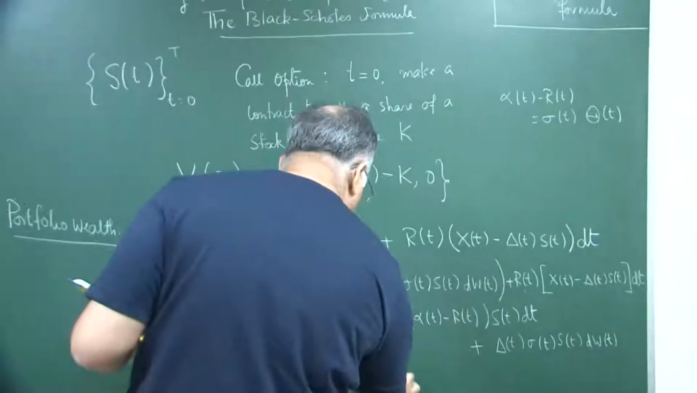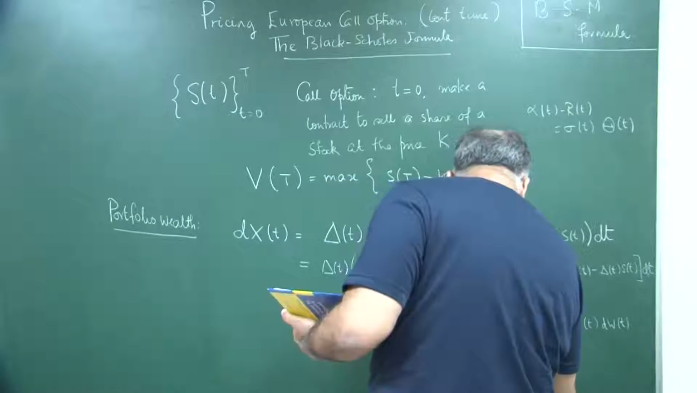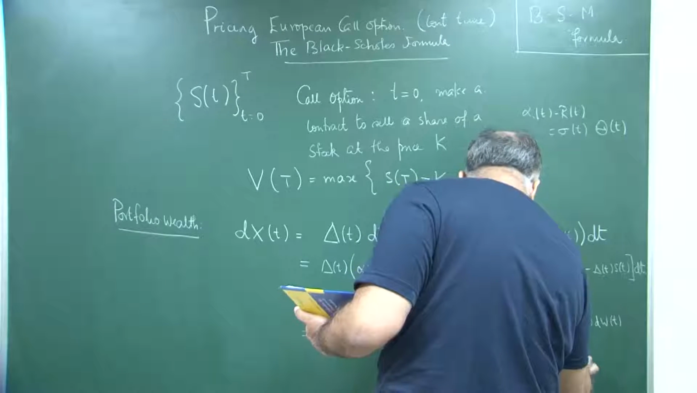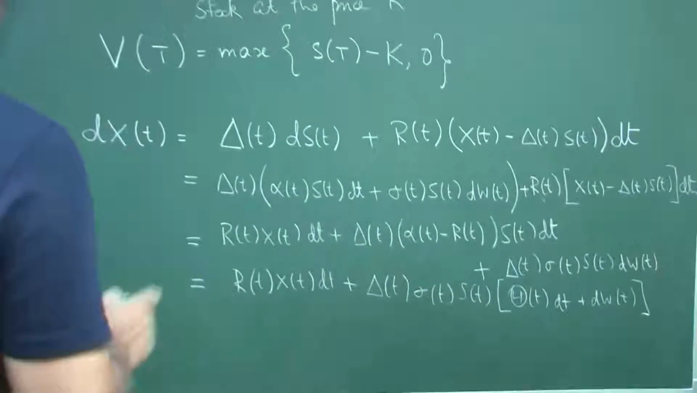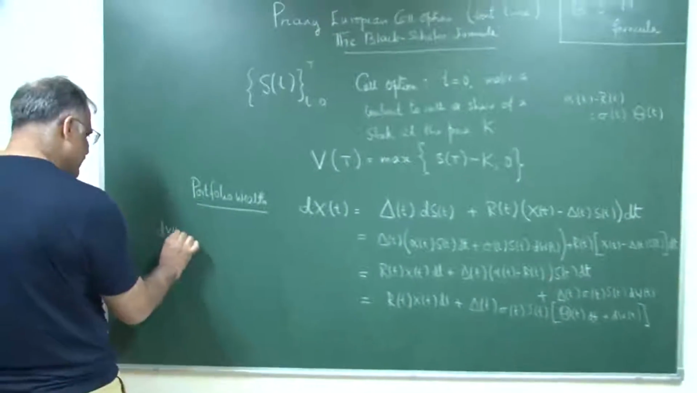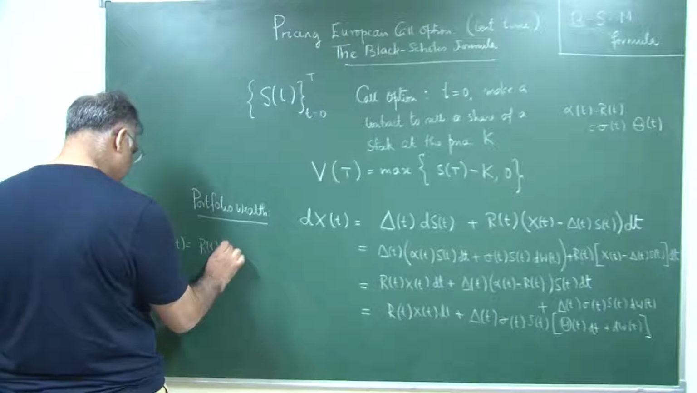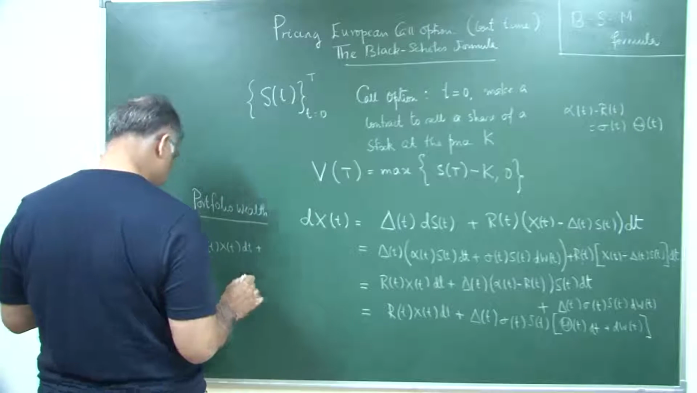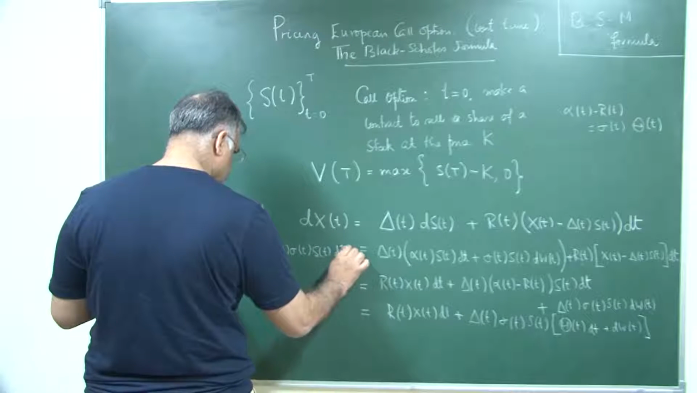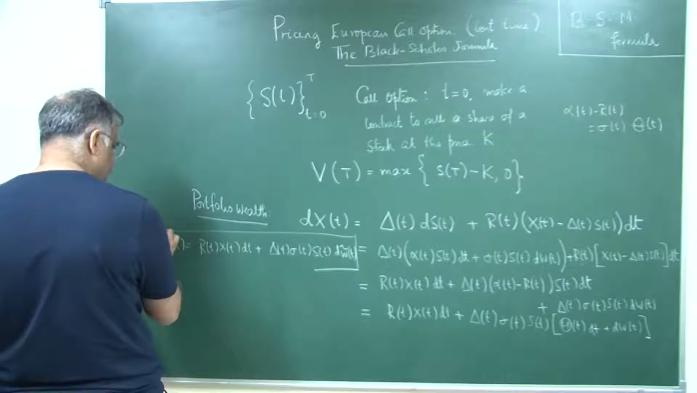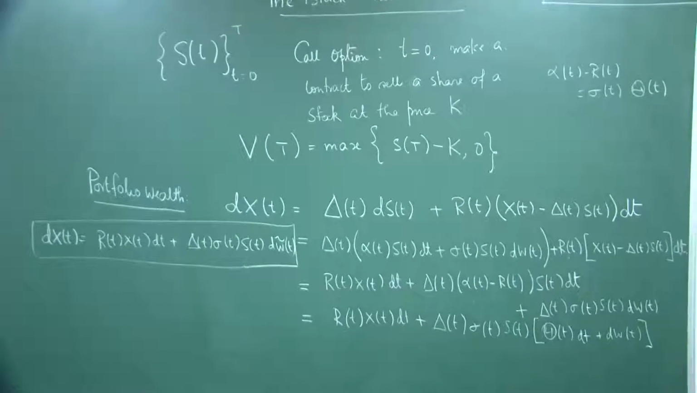So, this means now here I will get delta t sigma t S t into theta t dt plus dW t. You see, I have now expressed the wealth equation also in terms of the risk neutral measure, and that is the fundamental thing. So, what I have got here is dx t equals R t x t dt plus delta t sigma t S t dW t. This is what I have got. So, I have expressed the wealth process in terms of the risk neutral measure.